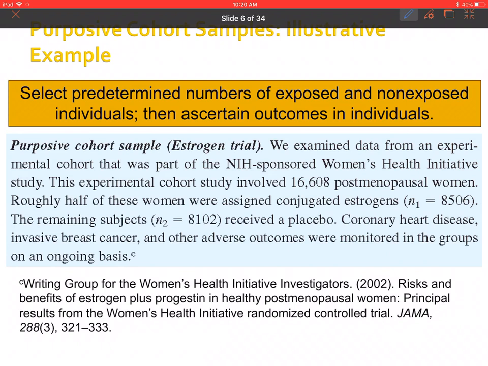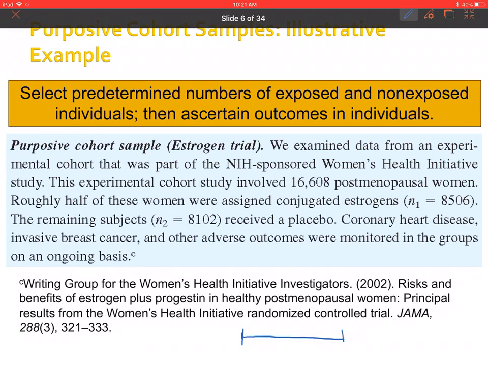So here we have a cohort sample example. We examined the data from an experimental cohort that was part of the NIH-sponsored Women's Health Initiative. This experimental cohort study involved 16,608 postmenopausal women. Roughly half of these women were assigned conjugated estrogen, and the remaining subjects, 8,102, received a placebo. Coronary heart disease, invasive breast cancer, and other adverse outcomes were monitored in the group on an ongoing basis.